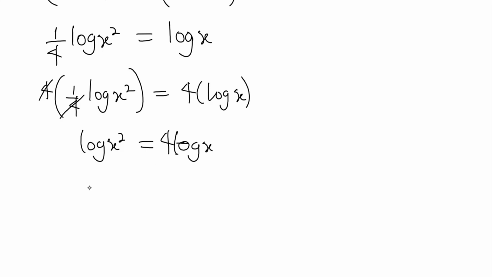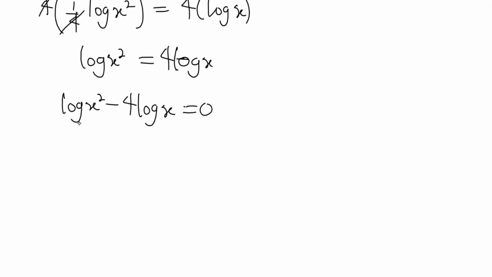Now we can also group like terms, and we have here as the logarithm of x squared minus 4 log x, which is now equal to 0. So just like we did, we can factorize log x out since it's common here. So you factorize log x out, and at this point you have log x here minus 4, which is equal to 0.